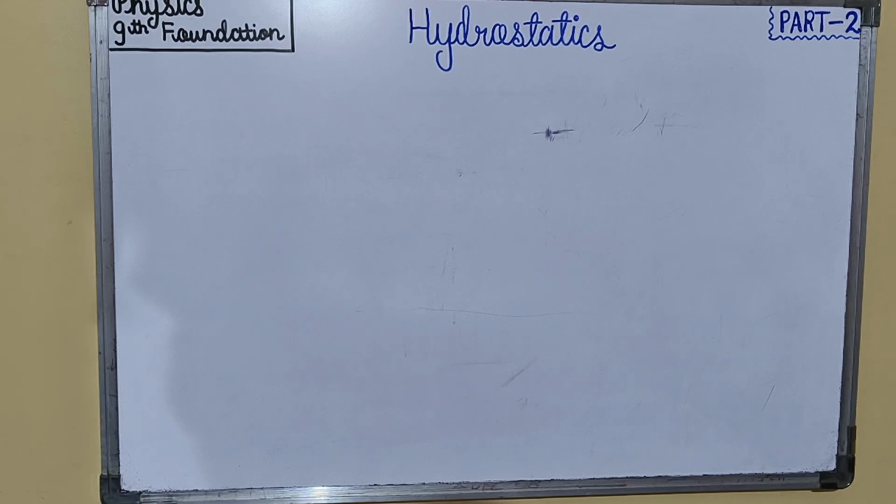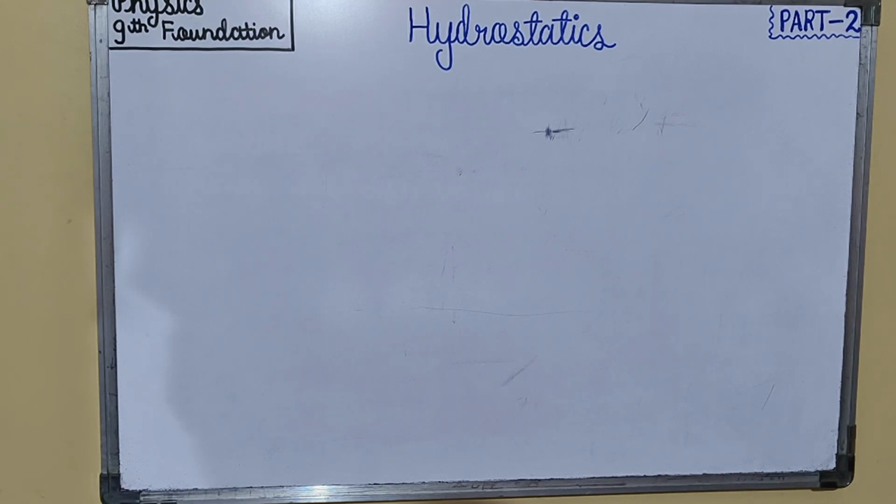Today we are going to learn Class 9 Physics, Chapter Hydrostatics, and this is part 2. In this part we are going to learn the topic of factors affecting the pressure at a point in a liquid. In the previous part we have learned half of the introduction. Today we will continue it.